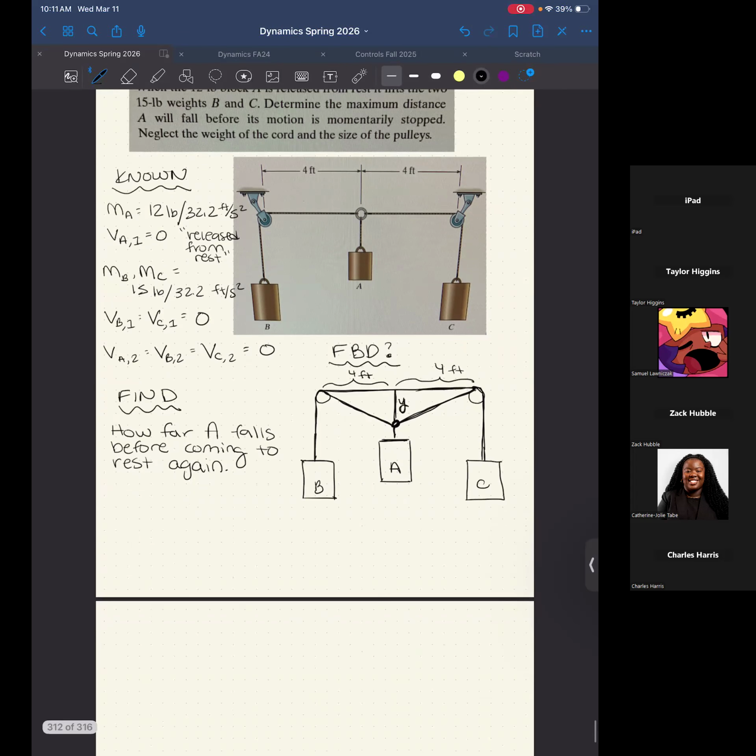So the only part that we do need to worry about for the work is the weights, which are pretty simple because we know A is going to be going down, because that's what the problem asks us about, which means that B and C must be going up.